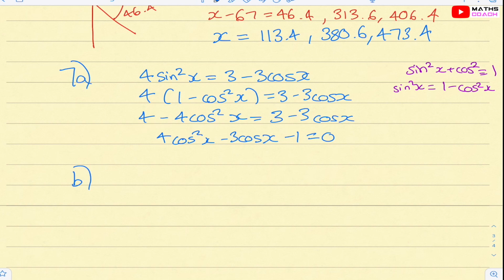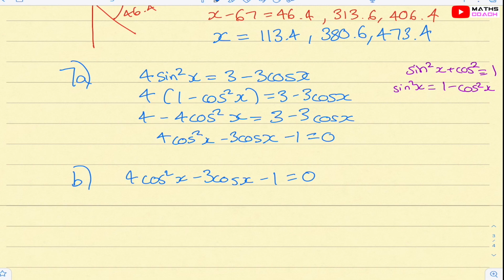Now part B asks us, hence solve the equation 4 sine squared x equals 3 minus 3 cos x in the interval 0 to 360. Now the good thing is, if you are ever stuck on part A on how to manipulate the trig identity, you can still answer part B even if you don't know how to do part A, or if you're not feeling comfortable, and you can always come back to it later because they've actually told you what your end goal is in part A.